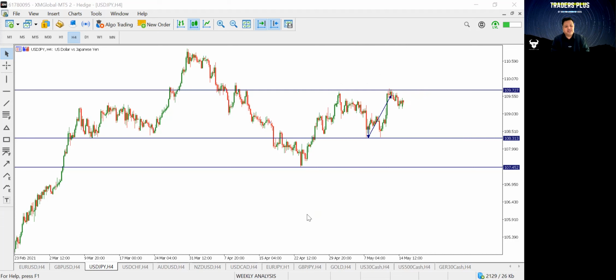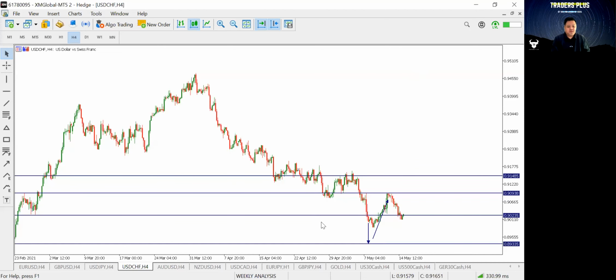Okay, so let's go to the next. So last week, we said this is going up. It did went up. However, yung extent ng pullback, we were waiting up to this point. It didn't.